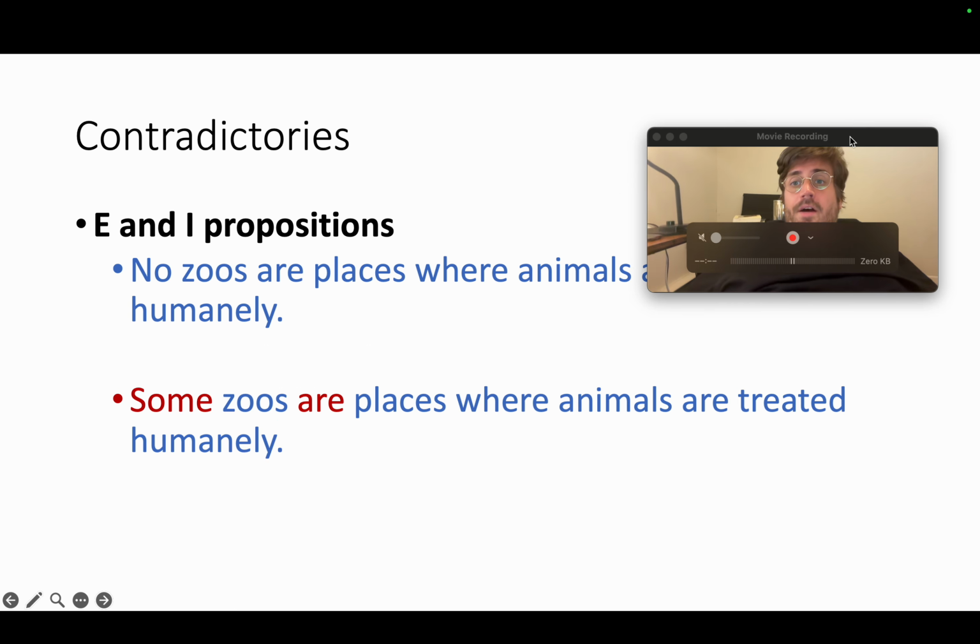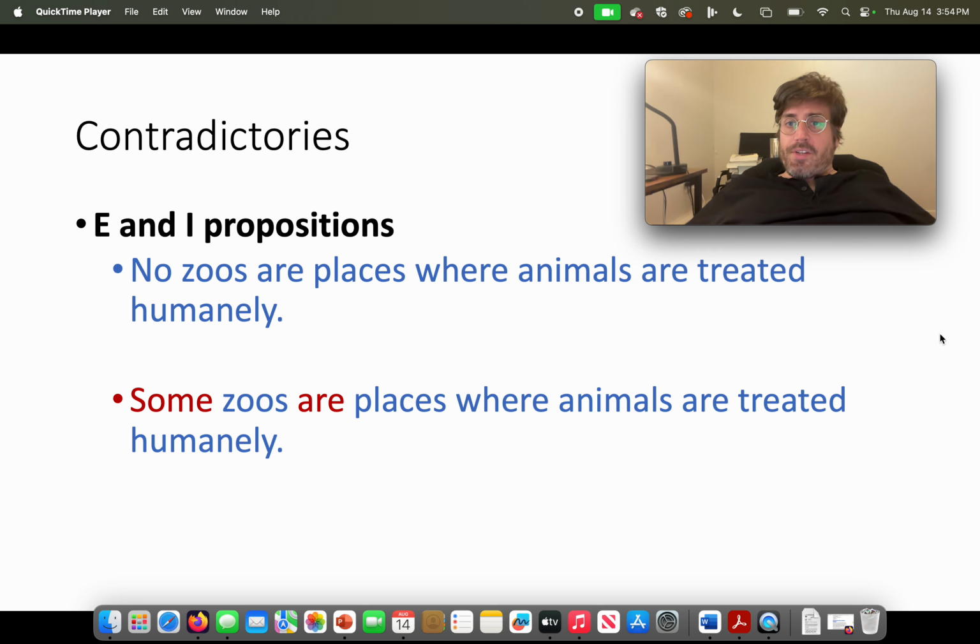We then have another set of sentences that are always contradictory. E and I propositions are always contradictory. Remember, the E proposition is our universal negative, no S are P, and our I proposition is our particular affirmative proposition, some S are P. So it can't be the case that both an E proposition and its related I proposition are true at the same time. If the E proposition is true, then the I proposition has to be false. If the I proposition is true, then the E proposition has to be false.